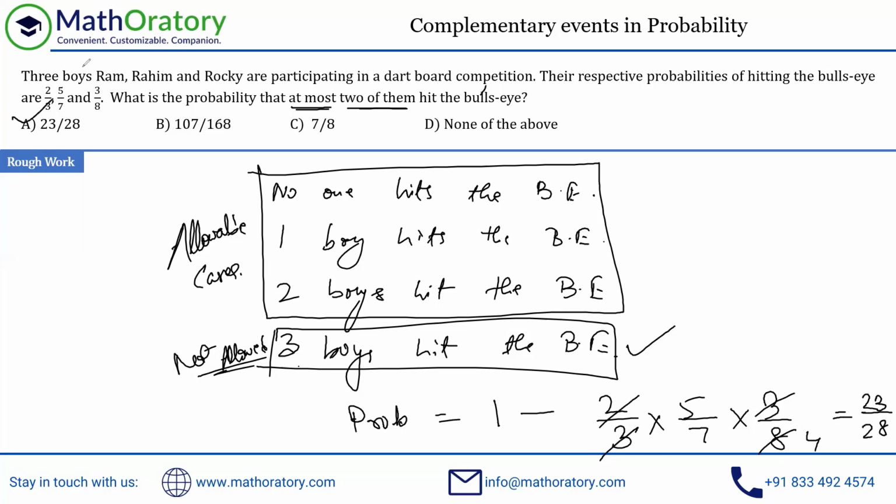You have to understand this idea. Whenever at most and at least is given in the question, at least for a minute, just think what happens to the complementary. If there are fewer cases to count in the complementary, always count that. That's the general rule. So here, as you can see, there are three cases in the allowable one and one in the not allowed.